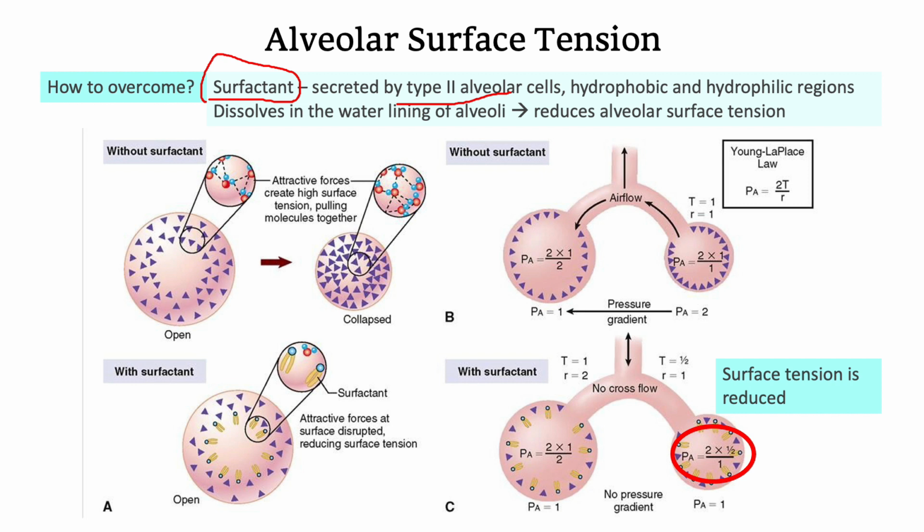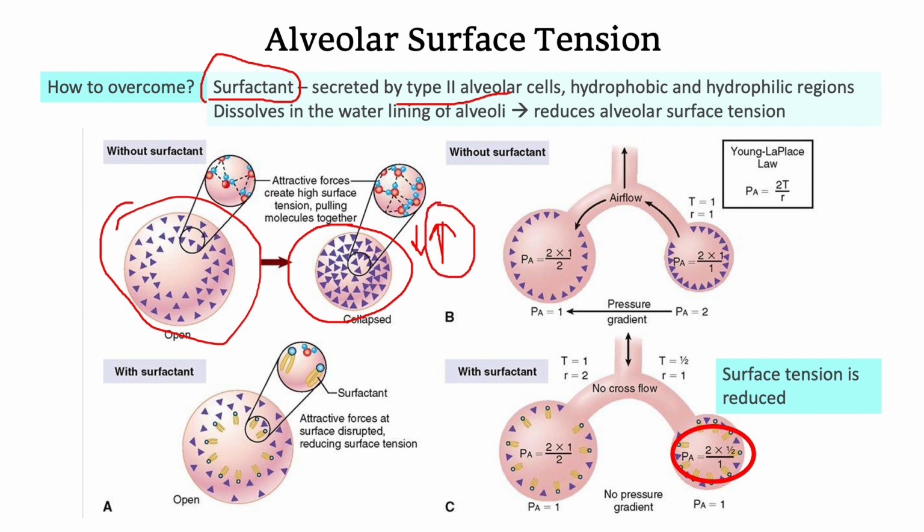If you can see the diagram here, the diagram on top is what happens if there's no surfactant. Meaning, if there's no surfactant, the pulling pressure or the surface tension in the alveoli becomes higher and higher. Based on the Laplace law, when there is a low radius, there will be higher pressure. So air will move from an area of higher pressure to an area of lower pressure, and eventually the alveoli will collapse.